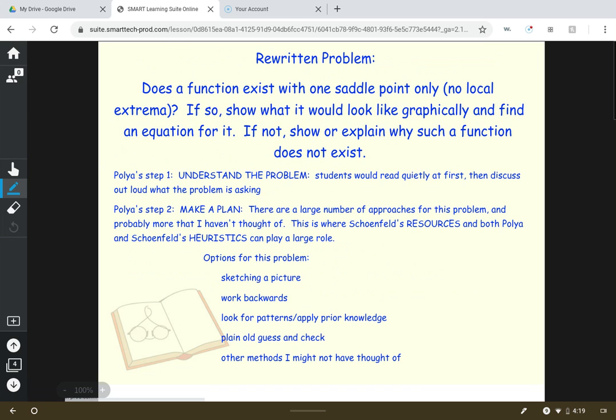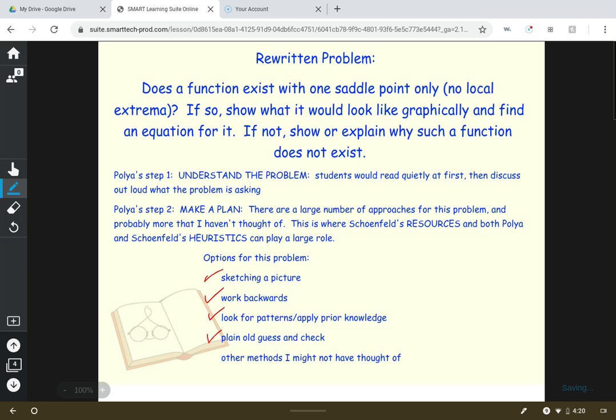So this is where Schoenfeld and Polya kind of come together. So when they're making a plan, there are so many different approaches, and it's funny that so many of these approaches, just straightforward old math approaches, work really well for this problem. So you could sketch a picture, you could work backwards. They just learned the second partials test, and so they could try to do the second partials test backwards to see if they can back themselves into an equation. They could look for patterns, maybe apply some prior knowledge of what equations look like that have a saddle point.